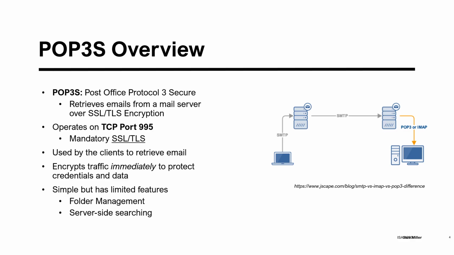On the right-hand side, I supplied a graph that I got from a security blog called JScape, which was discussing the differences between SMTP, POP3, and IMAP. Here we can see that it's pulling from the mail server to your personal computer. So it's receiving the mail, and you want to make sure that the mail that you are receiving is as secure as it can be. You don't want to be bringing in anything that can provide a risk to your operating system. And that is where POP3S comes into play.